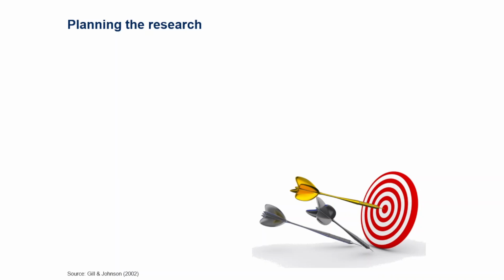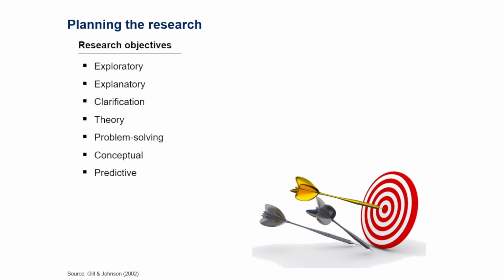Now, specifically about your project. The first important thing to do is to plan the research. And we always should start out with a research objective. What do we want to achieve with our research project? And there's different types of research that you can think of.